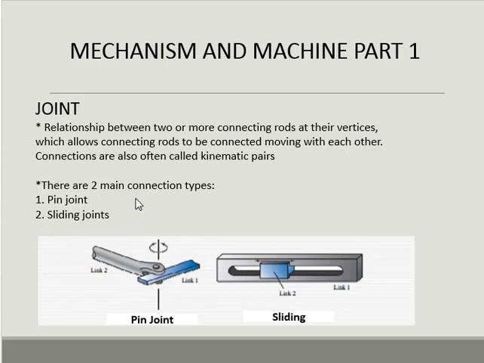The second type of joint is the sliding joint. A sliding joint has a linear motion like this. I repeat: if two links are connected with a pin joint, they have a rotation motion. And if two links have a slide or XY linear motion like this, it's called a sliding joint.